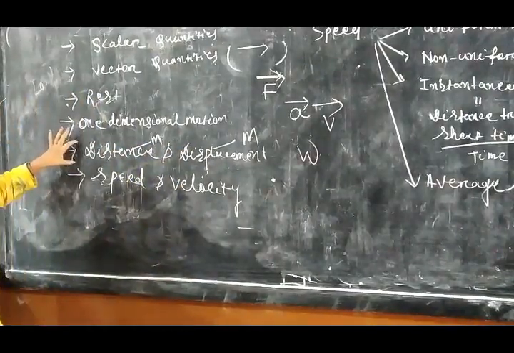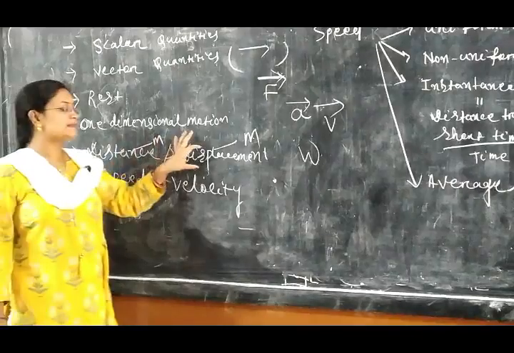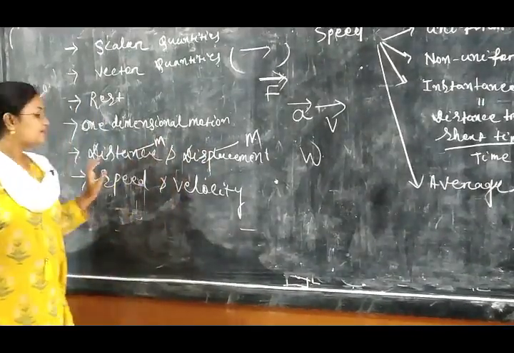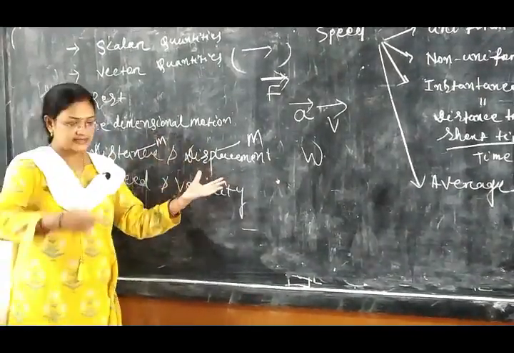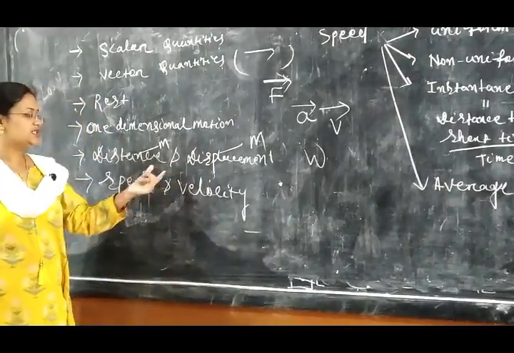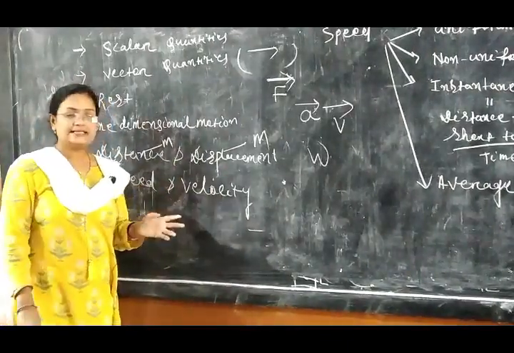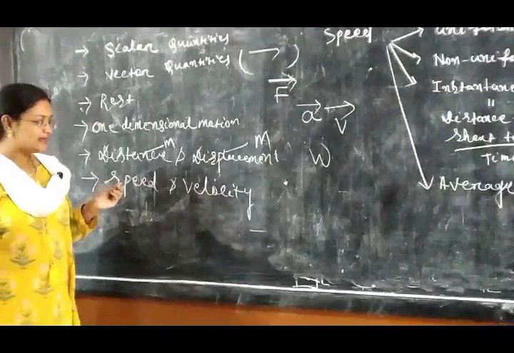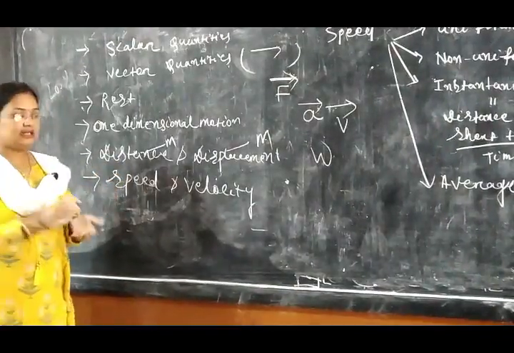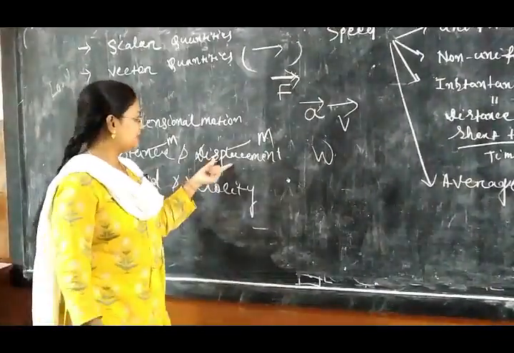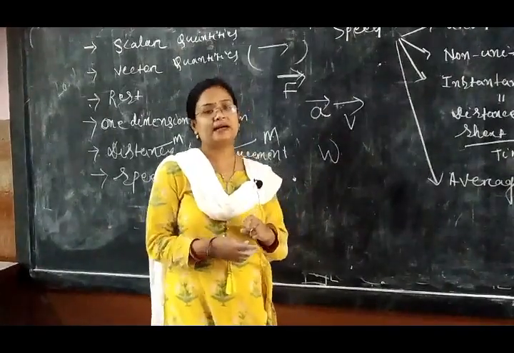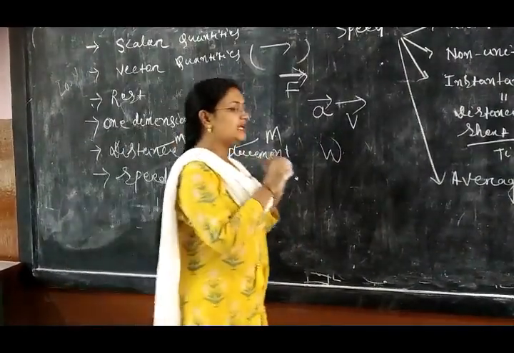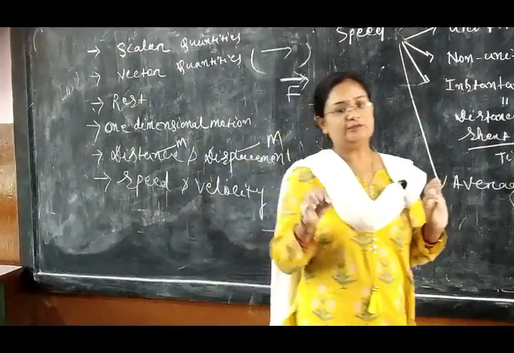First, distance is a scalar quantity and displacement is a vector quantity. Okay. So that means distance with a particular direction is known as displacement. Distance actually depends on the path, but displacement doesn't depend on the path. It only depends on the initial and the final position.